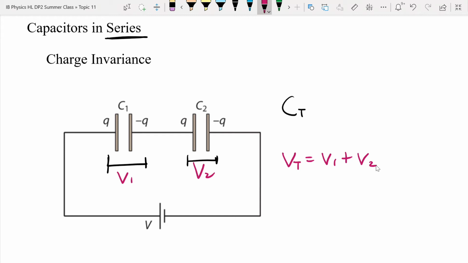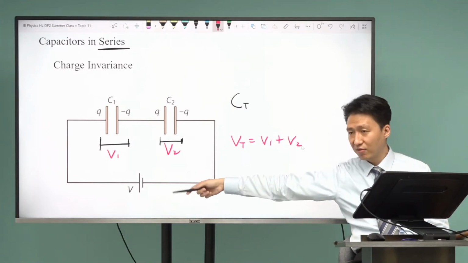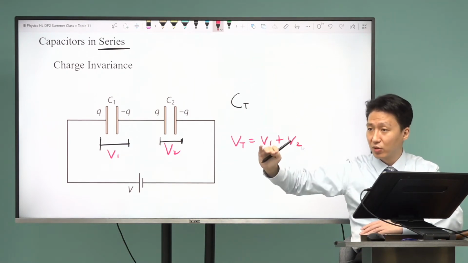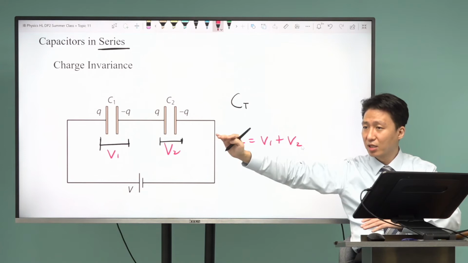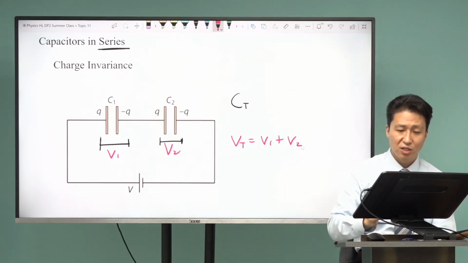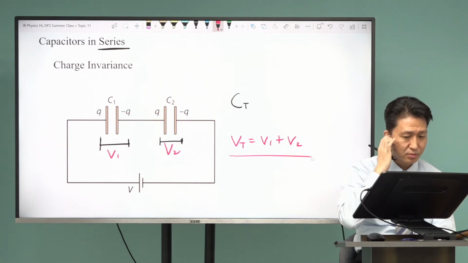Think of these as steps, right? The total voltage is like the total height. Every capacitor brings you down a little bit closer to the bottom. Of course, if you go up, you go down the same amount. So these two have to be equal.